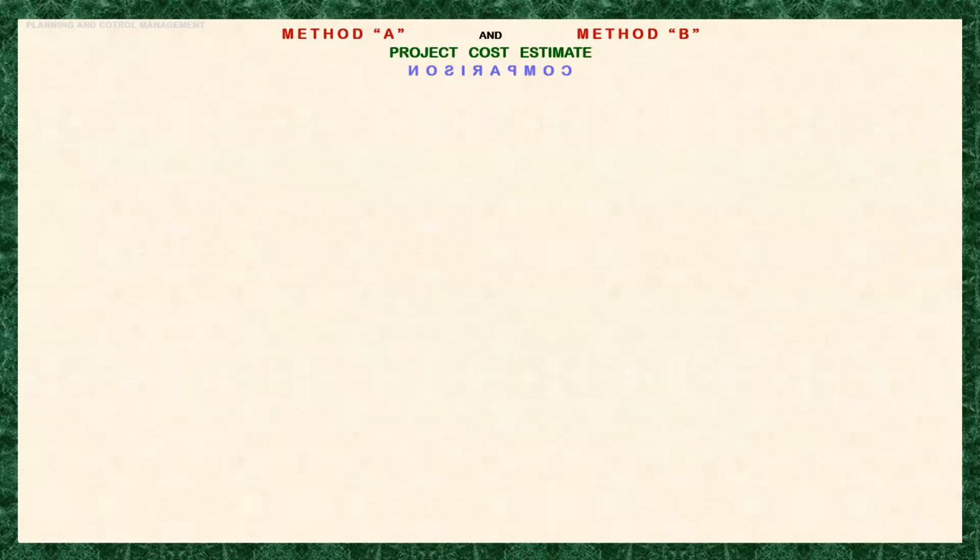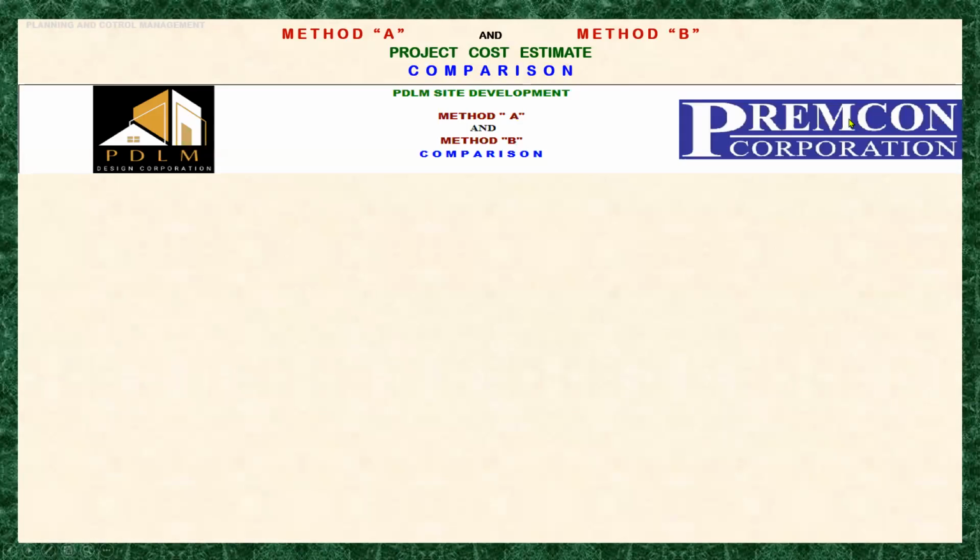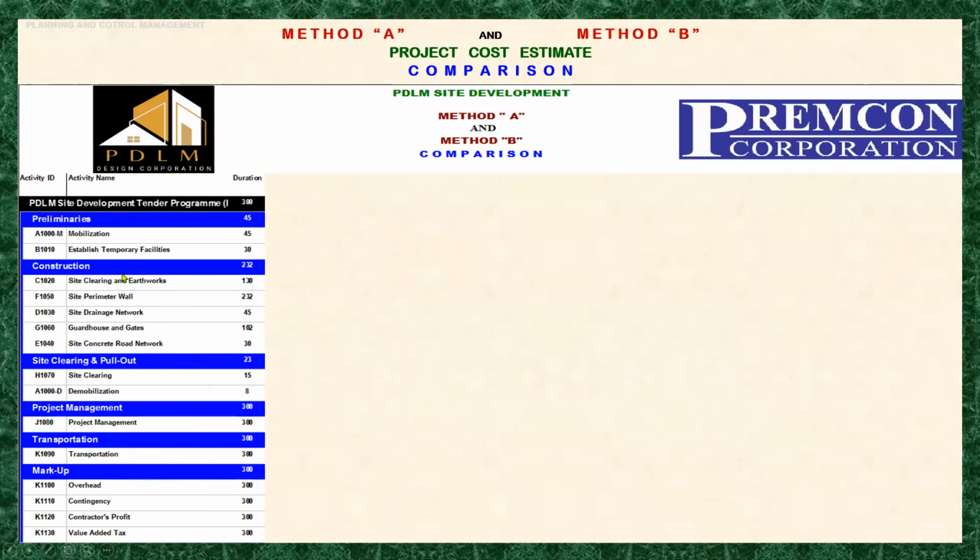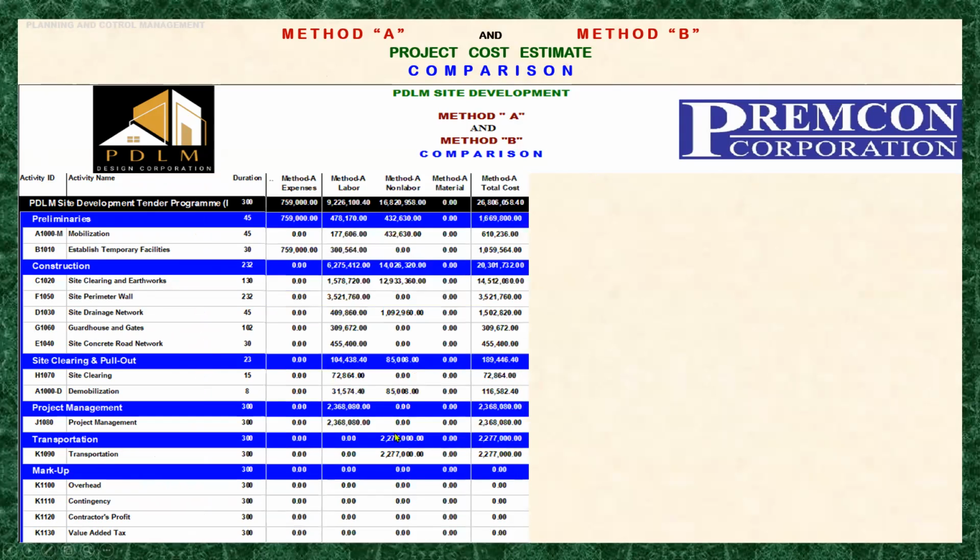Okay. Method A and method B project estimate comparison. Here is the same heading for both. Now here we can see the common activity ID and activity name for both programs. They are the same, right? Next is the data of the method A project estimate. You see method A expense, labor, non-labor, material, and total cost.